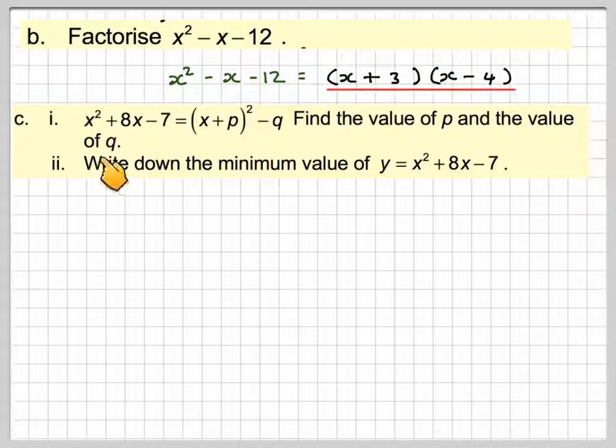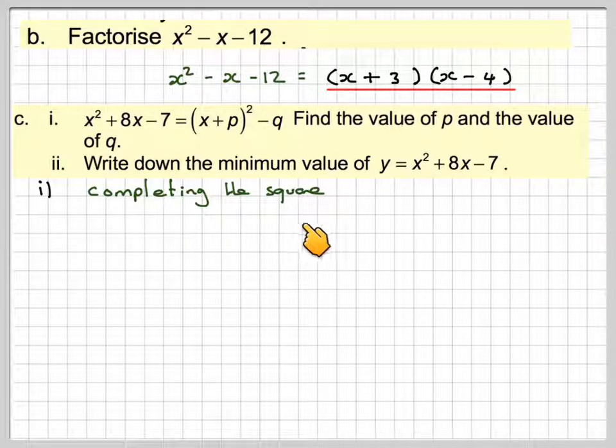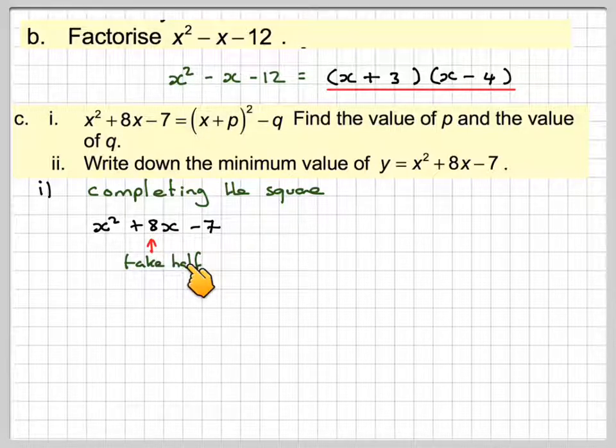Finally, we have x squared plus 8x minus 7 can be written in the form (x plus p) squared minus q. Find the value of p and the value of q. So this is called completing the square. So x squared plus 8x minus 7, and what you do here is you look at this number by the x and you take half of it and you write down x, and because the sign here is plus, you write down plus, and then you put down 4. You close the bracket and press squared.